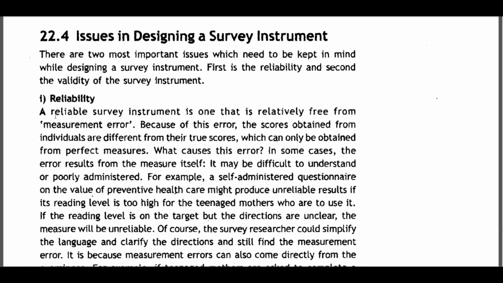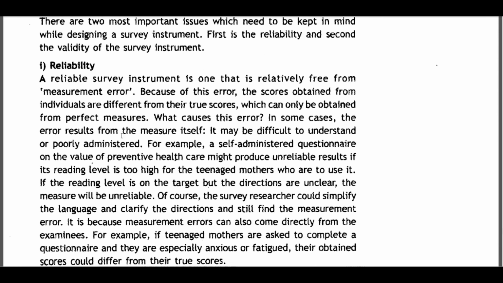First, reliability. A reliable survey instrument is one that is relatively free from measurement error. Because of this error, the scores obtained from individuals are different from their true scores, which could be obtained from perfect measures that cause no error. What causes this error? In some cases, the error results from the measure itself. It may be difficult to understand or poorly administered. For example, a self-administered questionnaire on the value of preventive health care might produce unreliable results if its reading level is too high for the teenage mothers who are to use it.